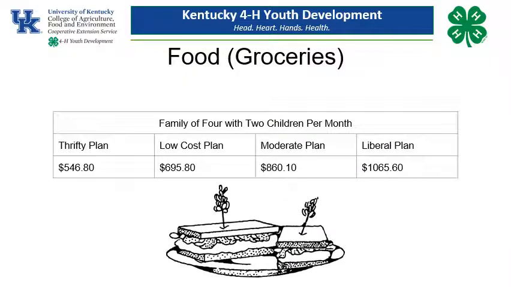Food and groceries. Groceries are very expensive and you have a spouse and 2 children to consider. These are going to be the family of 4 and you have the 2 children per month plan. There is a thrifty plan, when you consider that you cut coupons, you only purchase what is on sale. There is a low cost plan in which you consider most of those things, but you have a little bit more liberal option. A moderate plan and a liberal plan, which you can buy whatever you choose. Please take a moment and pause the video and subtract the amount on your checkbook register for the food or groceries for your family of 4 that you choose.